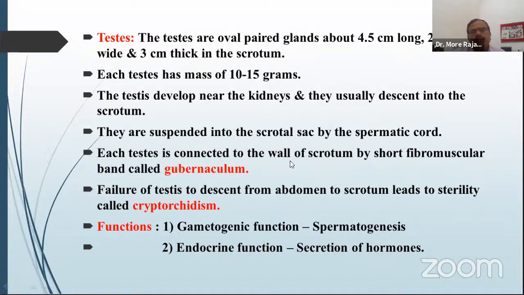Each testis is connected to the wall of the scrotum by a short fibromuscular band, which is called the gubernaculum. If the testes fail to descend from the abdomen into the scrotal sac, it leads to sterility, that is impotency, meaning that person cannot produce the sperm, the male gamete. That condition is called cryptorchidism. So this is the condition in which sperms are not produced by the testes.